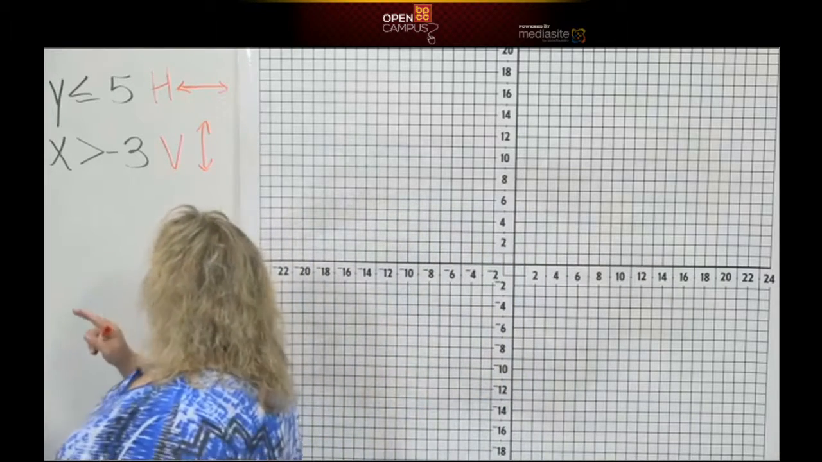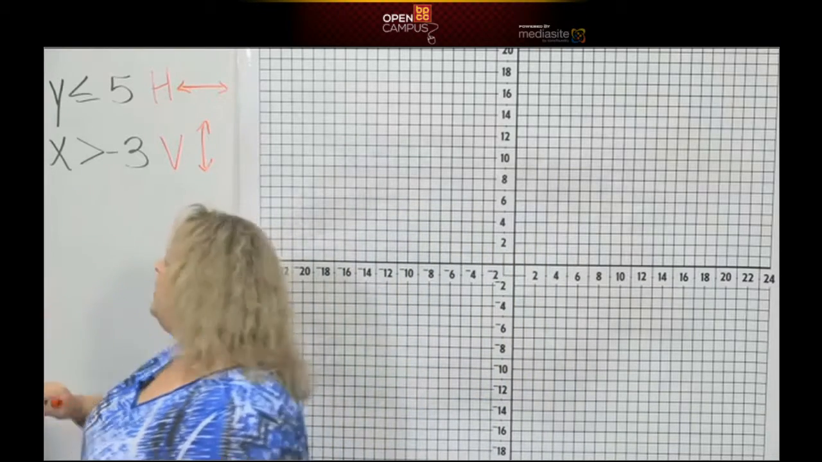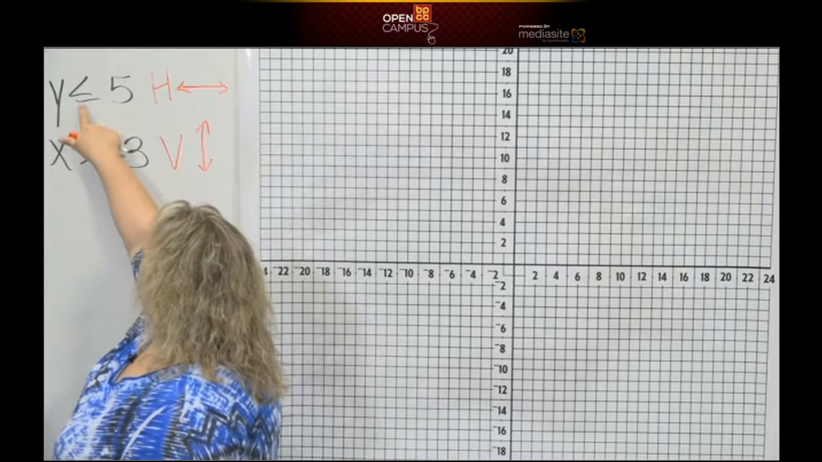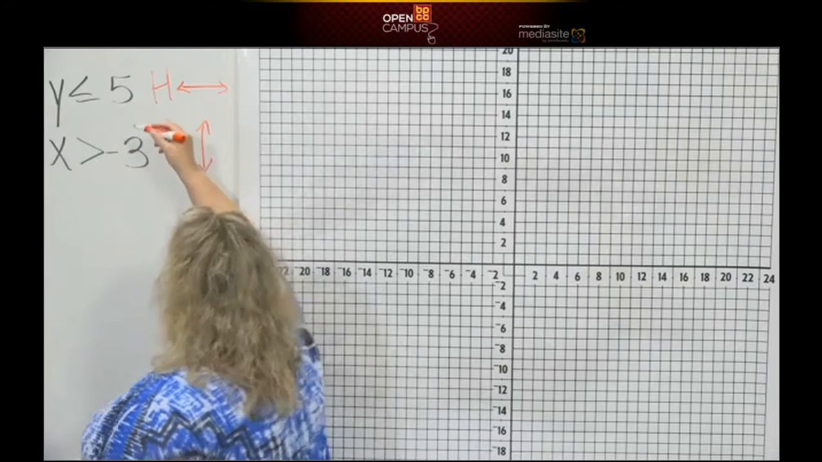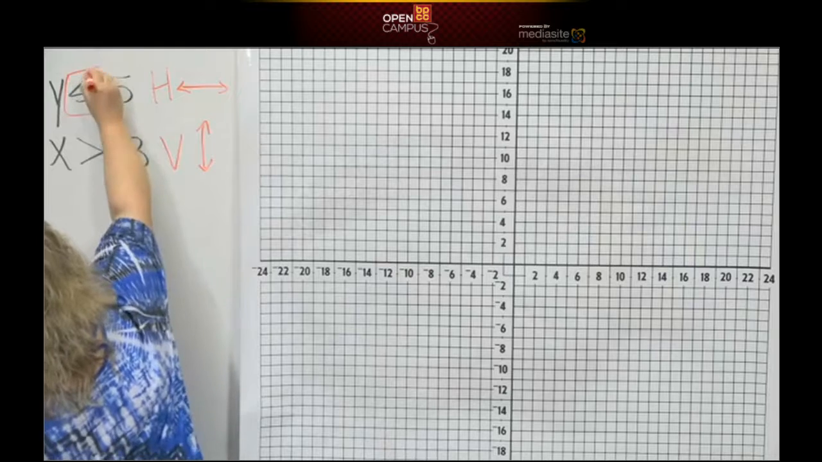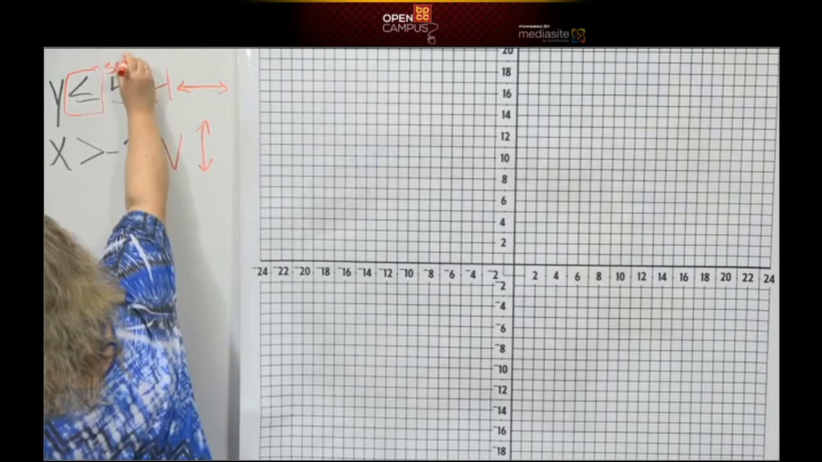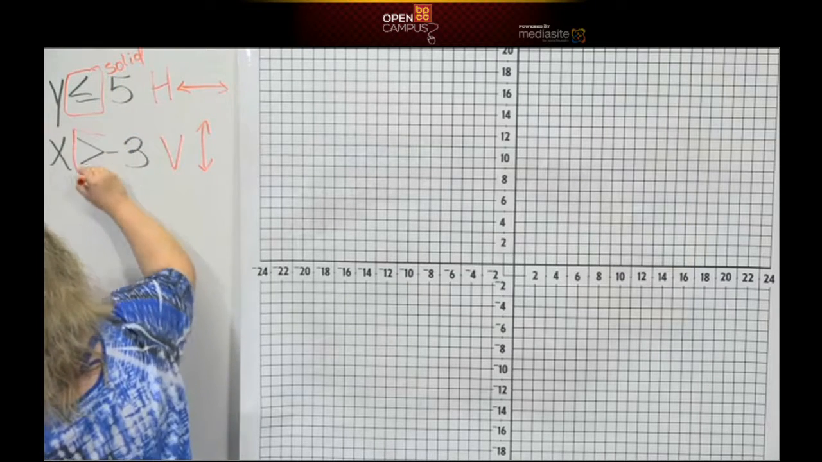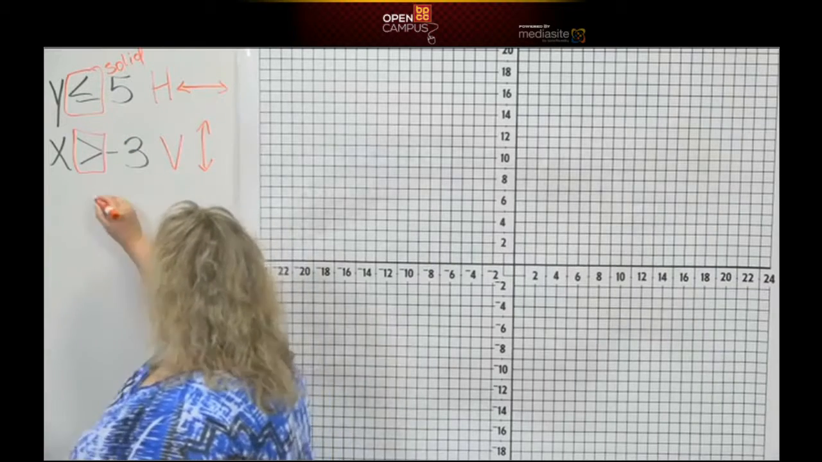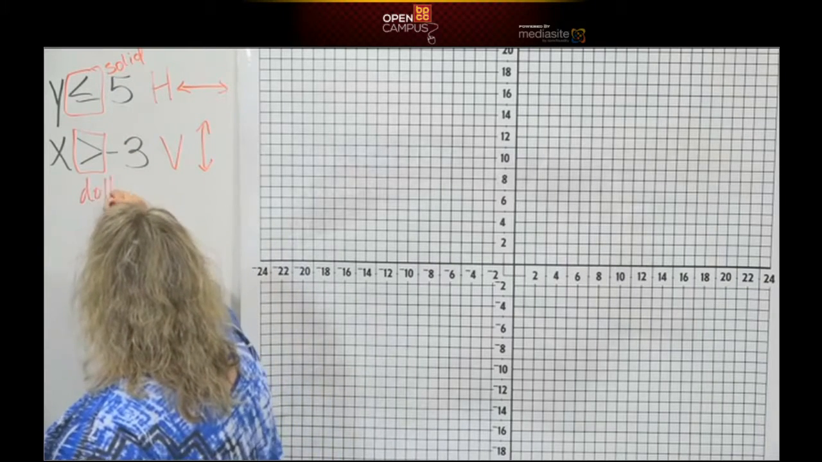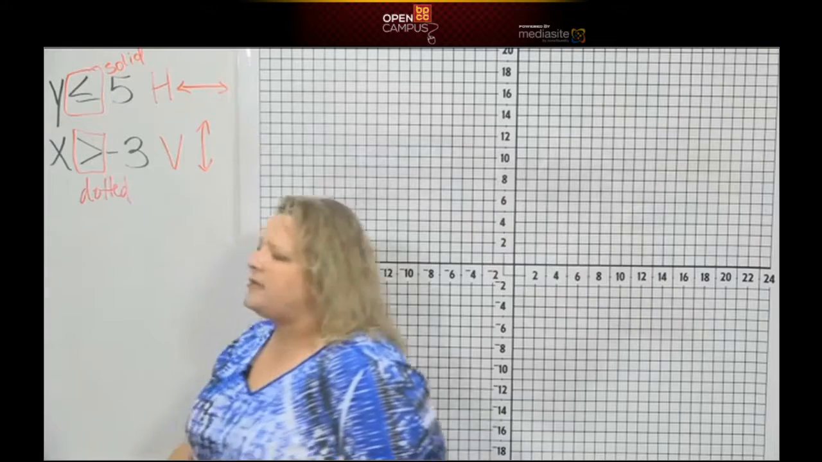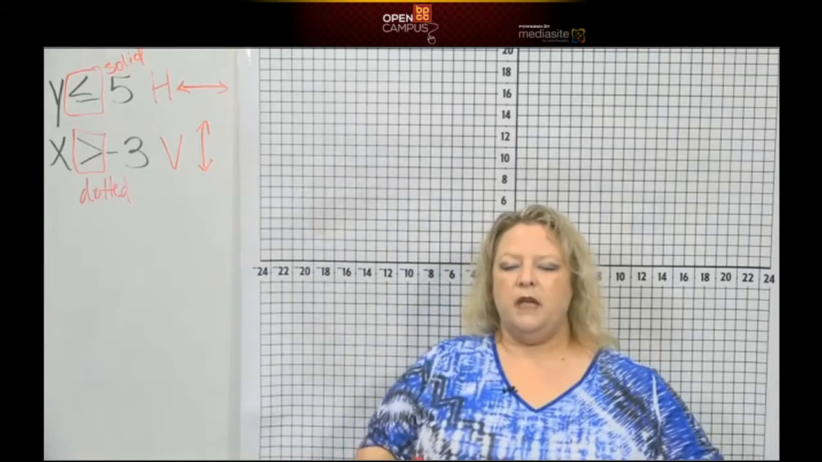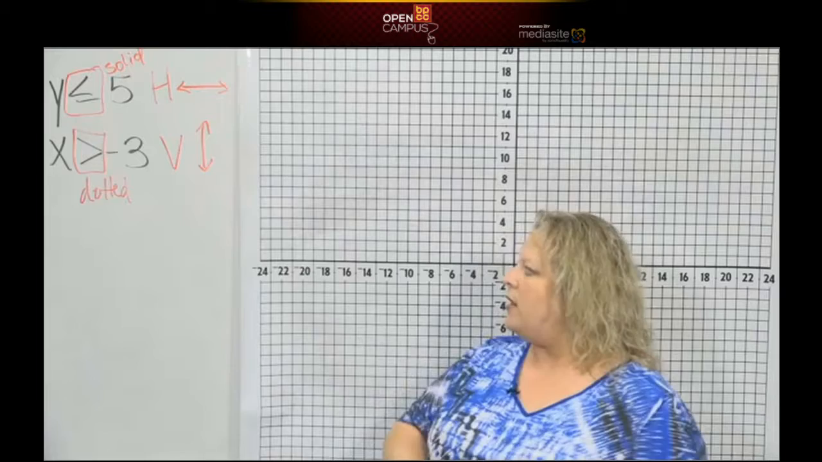So next we want to determine, are you solid or dotted? This guy right here, y less than or equal to, since it has an equal to sign, it is solid. This guy is just less than, without an equal to, so he is dotted. And remember, I said dotted, dash, broken. It just depends on the editor of the software, okay?